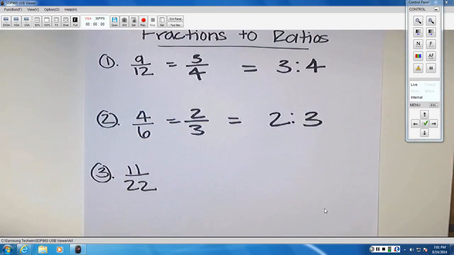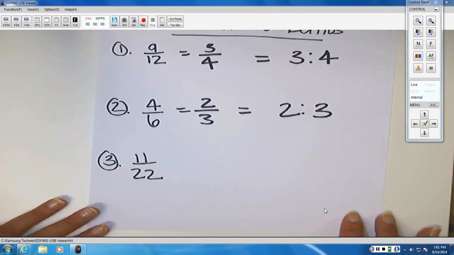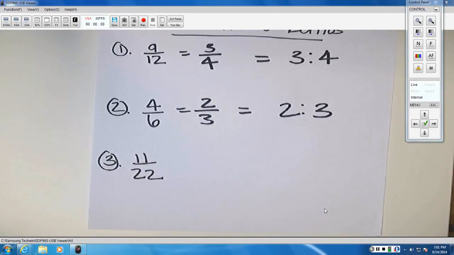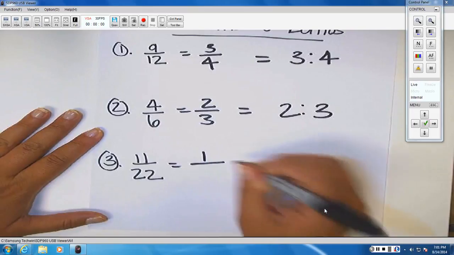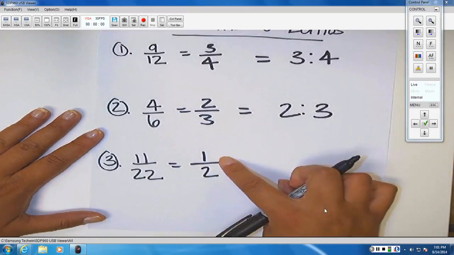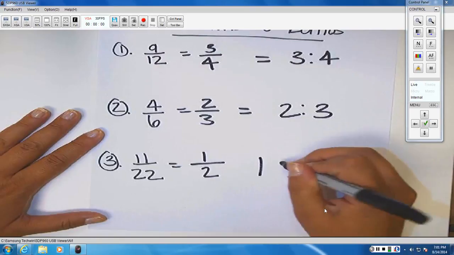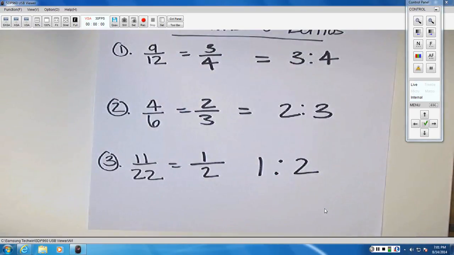And we'll just do another really simple one. Number 3 is 11/22. Again, we're going to reduce it and then simply turn it into a ratio. So I know 11 will go into both of these numbers. 11 will go into 11 one time, and 11 will go into 22 two times. My numerator, or my 1, becomes my first number. 1 is to 2. Okay, so those are some easy ones.